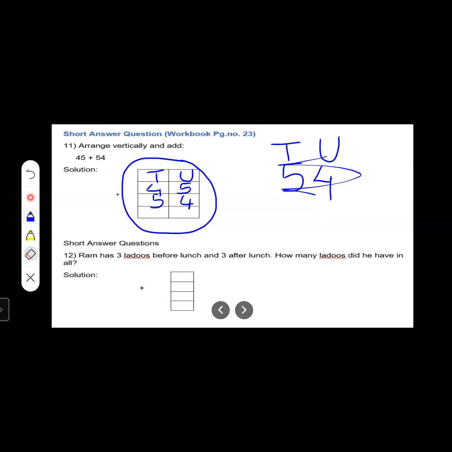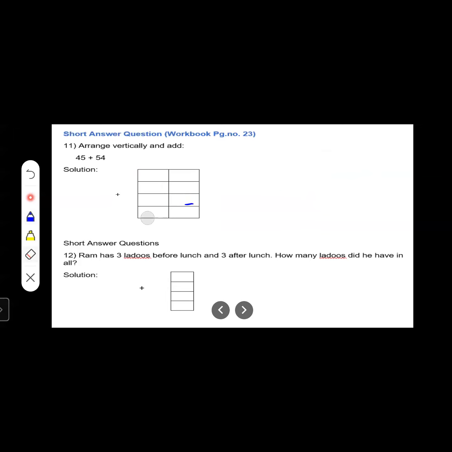So now we will add. 45 plus 54. Always start addition or subtraction from which place? From which place will you start adding? Always start addition and subtraction from the units place. Remember this. Now 5 plus 4. What do you have to do? 5 plus 4. So how do we add now?